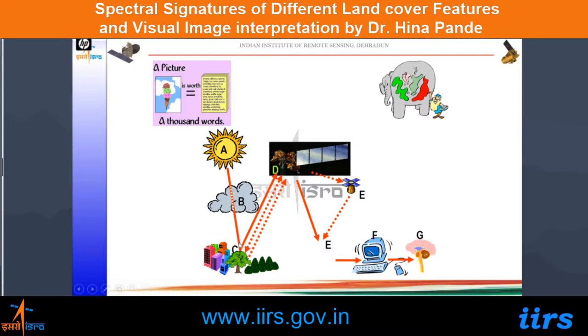After this interaction, they reach the target of interest, that is the surface of the earth, and interact with features like built-up features or vegetation. And then after this interaction, energy that is reflected towards the sensor travels a second time through the atmosphere, again interacting with the constituents of the atmosphere. So there is a two-time interaction with the atmospheric constituents.